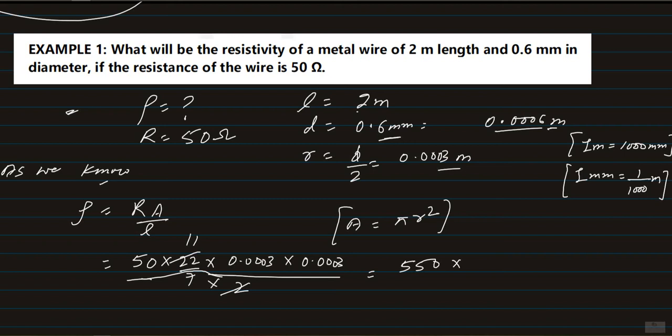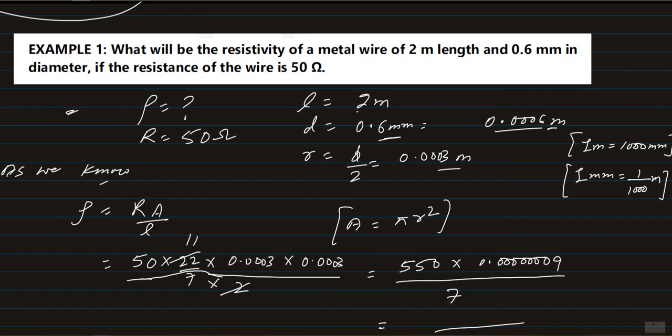So it will become 0.000000, all three zeros will be counted, and then one more zero, and then 9 over 7. By solving this particular expression, we will get our resistivity, whatever the amount of resistivity is there. So let's solve it.